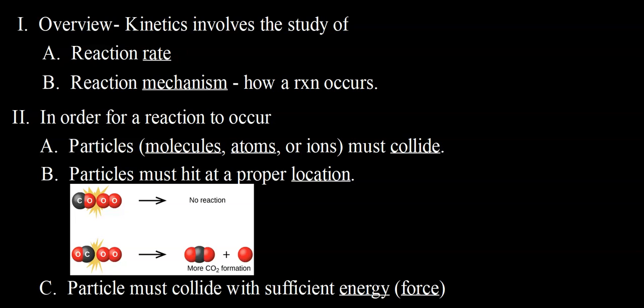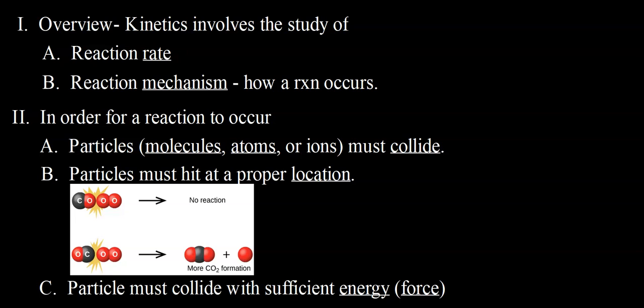Now, something to keep in mind is that not all collisions between reacting particles result in the formation of products. So B and C in the notes here are kind of the conditions for that collision to result in the formation of products, aka a chemical reaction. All right, so condition number one is that the particles must hit at the proper location or proper orientation or proper angle. Either of those will be fine in the notes here. We'll just say proper location.